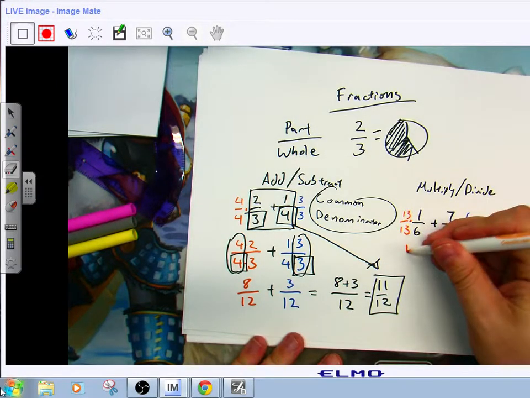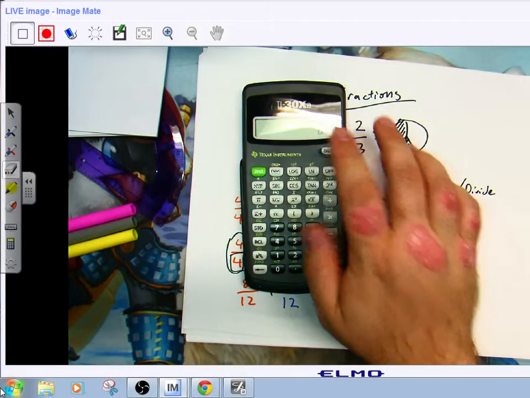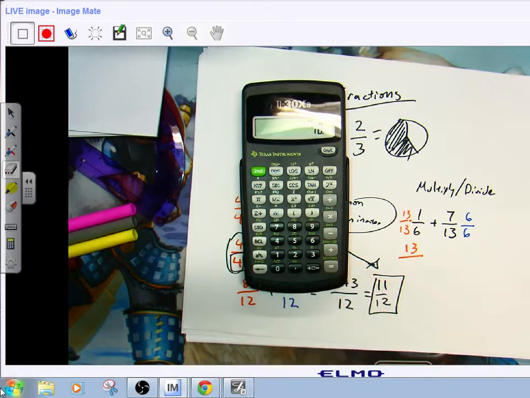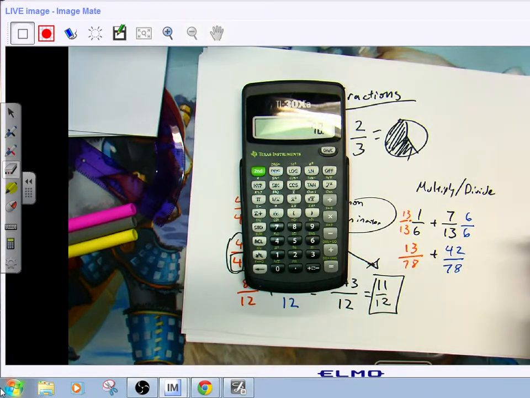We get 13, and then 13 times 6, which is not something that I have in my head. So 13 times 6 is 78. Okay? And then plus, and then what is that? 42 78ths. And so all of that's going to equal 55 78ths. That's going to be my answer. I don't know if this one can simplify. 55 reduces by 5 and 11, and neither of those numbers go into 78. So I think that's as simplified as it gets. Okay?